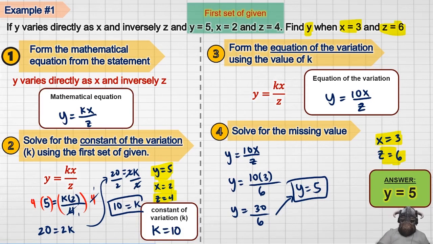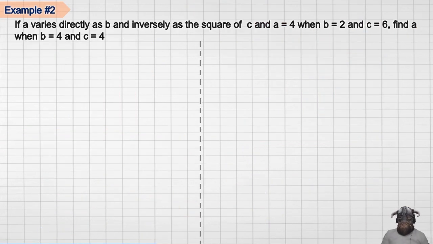Okay, let's try to have this second example. So the statement says, if A varies directly as B and inversely as the square of C, and A is equal to 4 when B is equal to 2 and C is equal to 6, we are asked to find the value of A when B is equal to 4 and C is equal to 4. So same steps pa rin yung gagamitin natin.